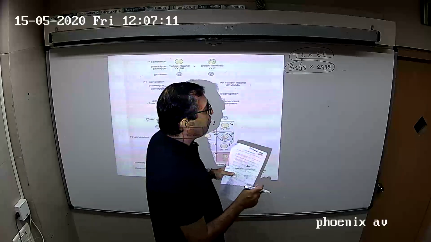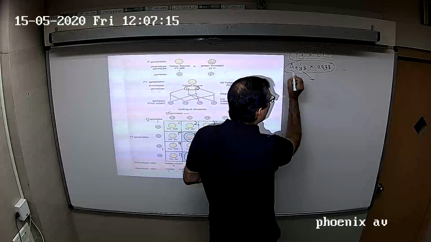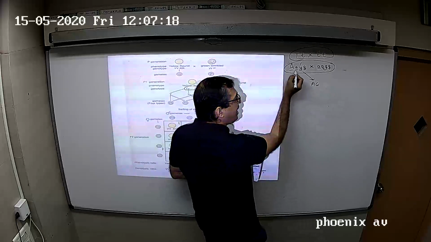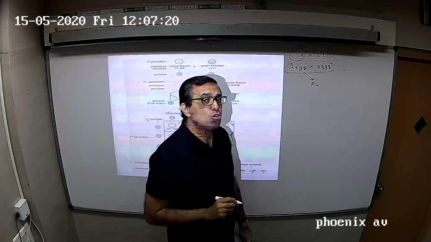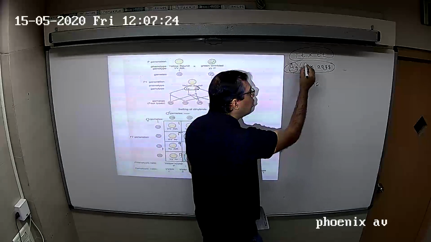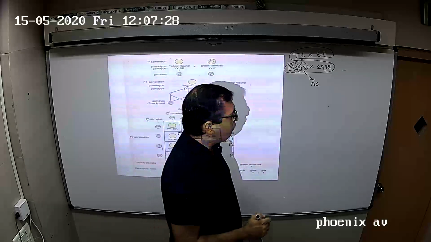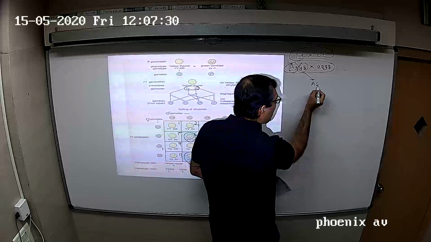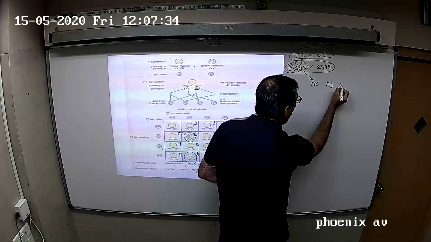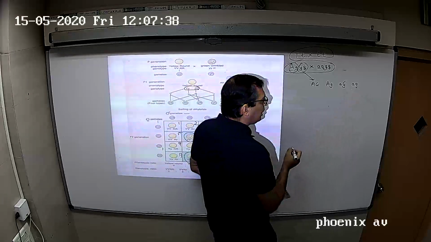Now, which gametes will you get? Gametes will be capital A, capital G. By the way, how many gametes will there be? 2 raised to n. 2 raised to 2, where 2 are heterozygous. So how many gametes are possible? 4. Which are these gametes? Capital A capital G, capital A small g, small a capital G, and small a small g.